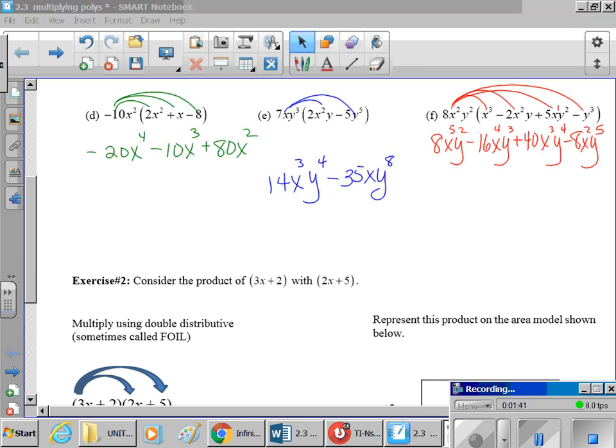Okay, so now review your solutions to what I have written here. That F, be careful, because there's 4 different terms we have to distribute that 8x squared y squared to. So when you're done with that, meet me at exercise 2.